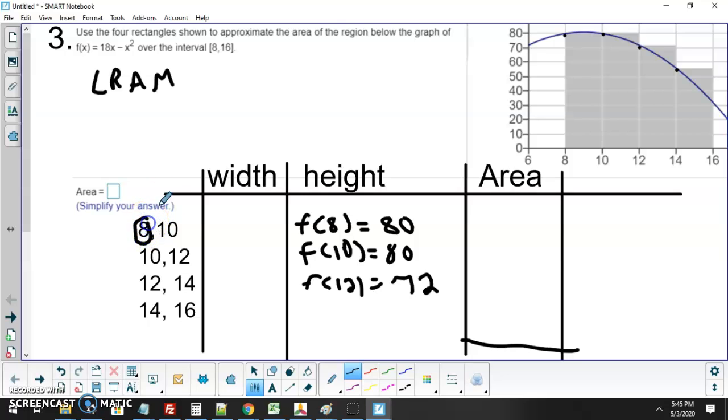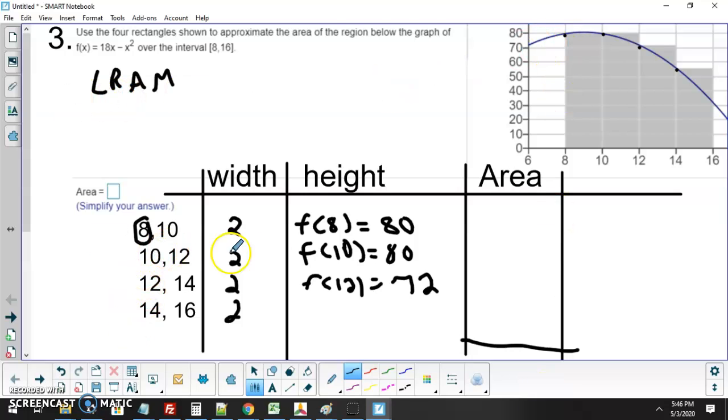So notice I have this set up. We split it up into 4 rectangles, so I have 4 different intervals. Each of them has a width of 2, because 8 to 10 is 2. So I'm going to be multiplying the height by 2. Now I have to figure out precisely what the height is.